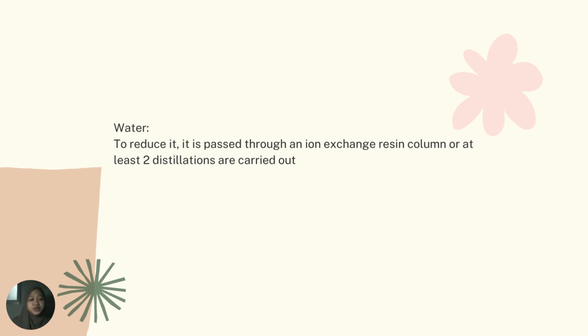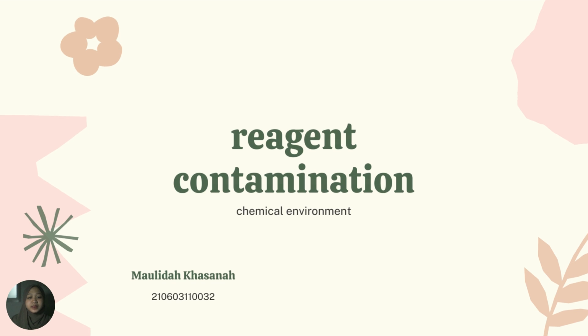Contamination from water can be reduced by passing it through an ion exchange resin column, or at least two distillations are carried out. Thirdly is reagent contamination.